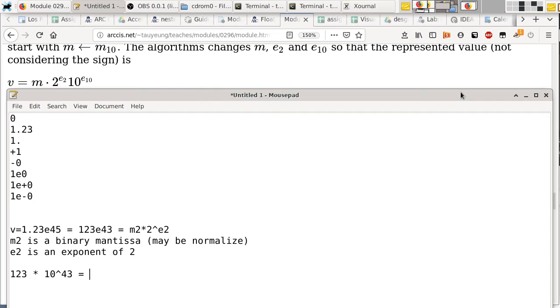Convert the first part to base 2? Yeah, we can do that. Super easy, right? 123, convert it into base 2. That's easy. But the problem is the exponent of 10. That is the difficult part.